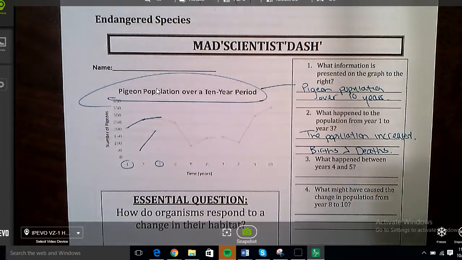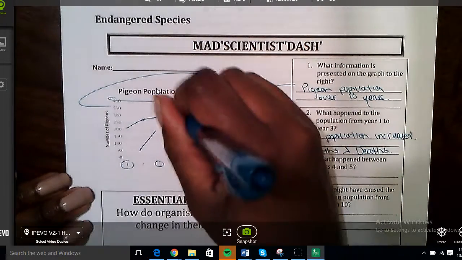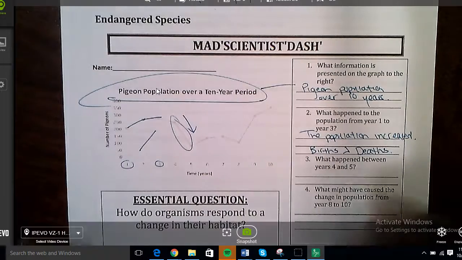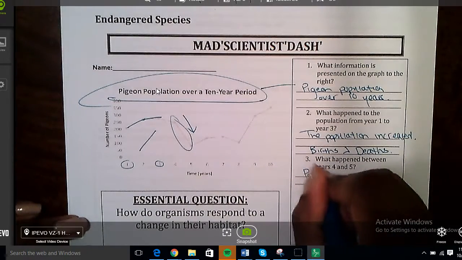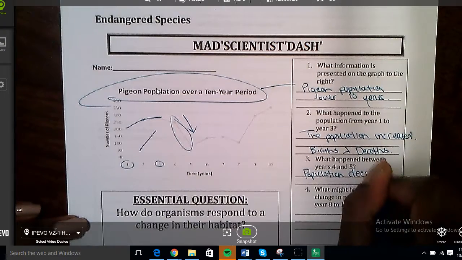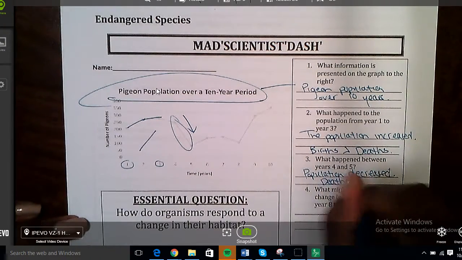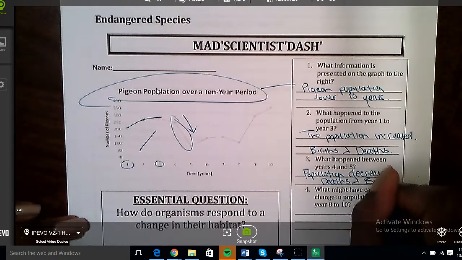What happened between years 4 and 5, which is this segment of the line? Since the line is going down, the population decreased. And we know that this means that there are more deaths than births. So we'll say deaths is greater than births.